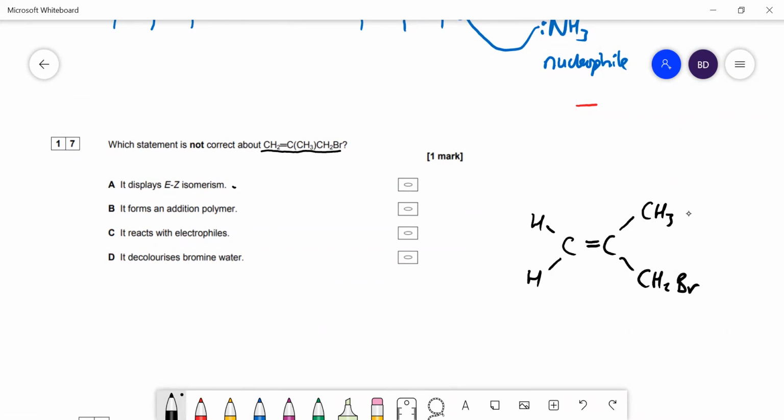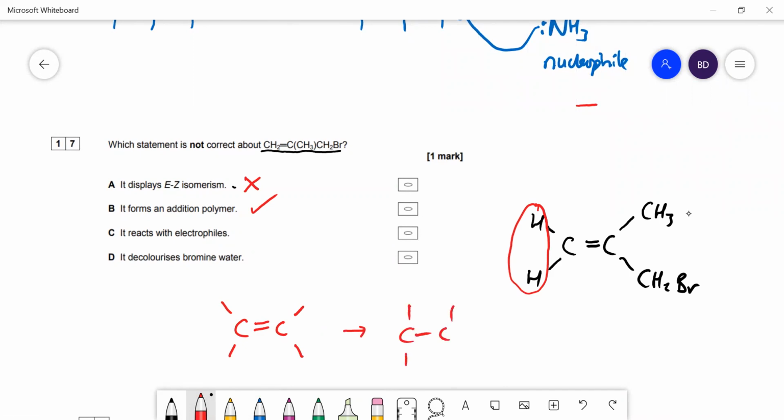It displays EZ isomerism. Well, it can't around that double bond because, look, this carbon is attached to 2 hydrogens, so it doesn't matter if you swap them about. That's wrong. It can form an addition polymer. Yeah, it can, because it's got a double bond. Anything with a double bond, then it can polymerize with itself. So the double bond breaks and it forms a polymer. You know, if I just draw it like that, and it's going to form repeating units like this. So X, Y, W, and Z. Okay, that's a polymer, so it can do that.